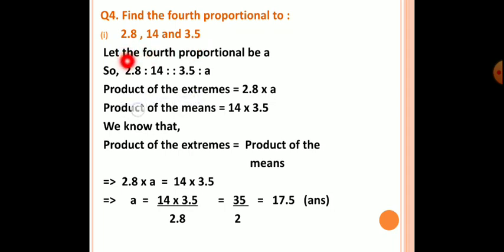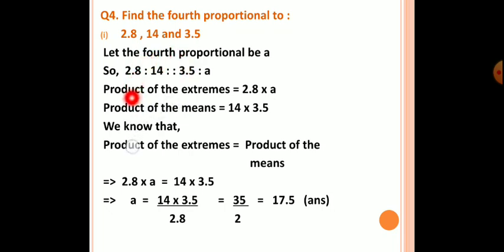So let us assume that the fourth proportional is A. So we can write this as 2.8 is to 14, proportionate sign, 3.5 is to A. So there is another formula which we can use, that is product of the extremes, that is multiplication of these end numbers, and product of the means, that is multiplication of the numbers which are at the center.